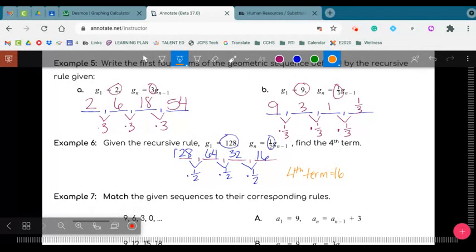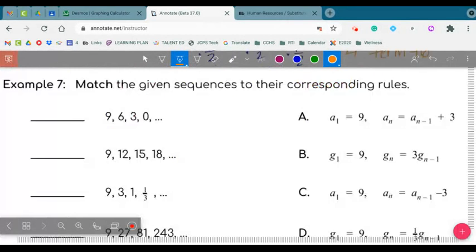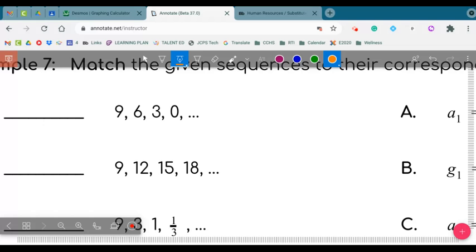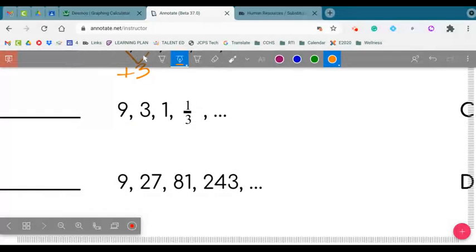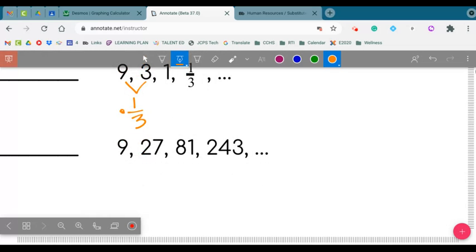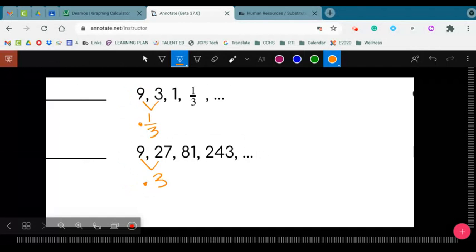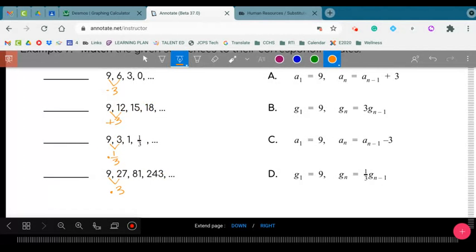Okay, and then going down to the bottom, we have another matching section. So we go from 9 to 6 to 3 to 0, so it looks like we're subtracting 3. We go from 9 to 12 to 15 to 18, we're adding 3. We go from 9 to 3 to 1 to 1/3, so we're multiplying by a fraction, we're multiplying by 1/3. Then we go 9 to 27 to 81 to 243, we're multiplying by 3. Okay. So the top 2, since we're adding or subtracting, are going to be arithmetic.